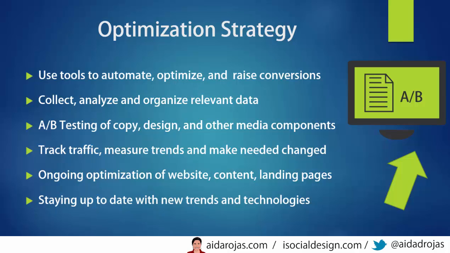A/B testing of your copy: what kind of words you're using, the order of the words, how long it is, how short it is, the design of it, what colors you're using, what the layout looks like, and what other media components you're using. Are you using video, infographics, pictures, different things like that? What other pieces could you test out and move around and see what kind of results you're getting? The next piece is about tracking your traffic, measuring your trends, and making needed changes.